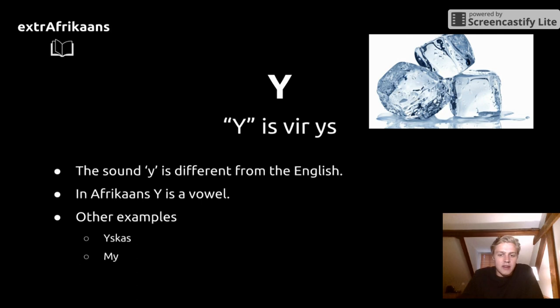Next, we've got a. A is for ace. The sound a is different from the English sound a. In English, y makes it sound like yeah, or depending on where it is in the word, if it's at the end of a word, it might make a sound like i, like my. But in Afrikaans, it goes a. In Afrikaans, a is a vowel. And other examples of the sound would be yskas, which is fridge, or my, which is my.